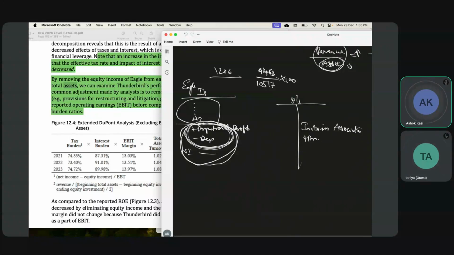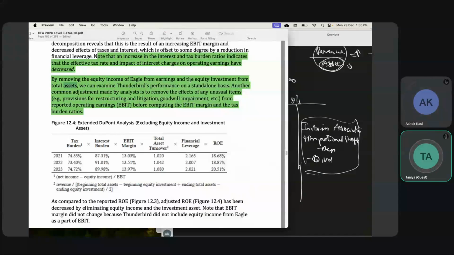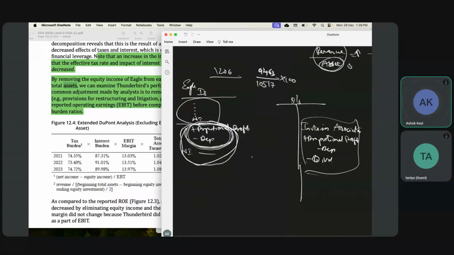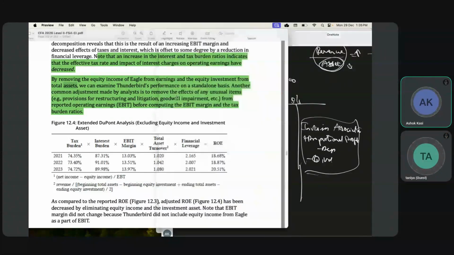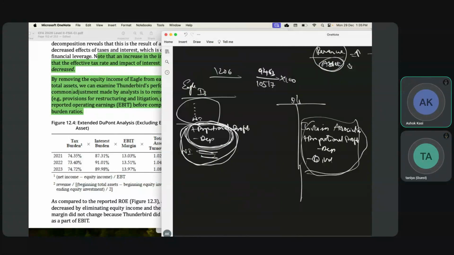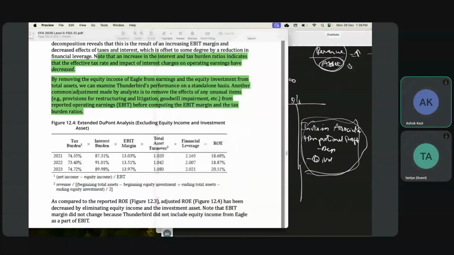Here you will take proportional profit, minus depreciation, minus cash dividend. So from the total assets, see here it says by removing equity income of Eagle from earnings. So this is the total earnings. Equity investments from total assets. Another common adjustment is removing the equity investments from total assets. So from this total assets, you can remove it and analyze separately how it is doing.